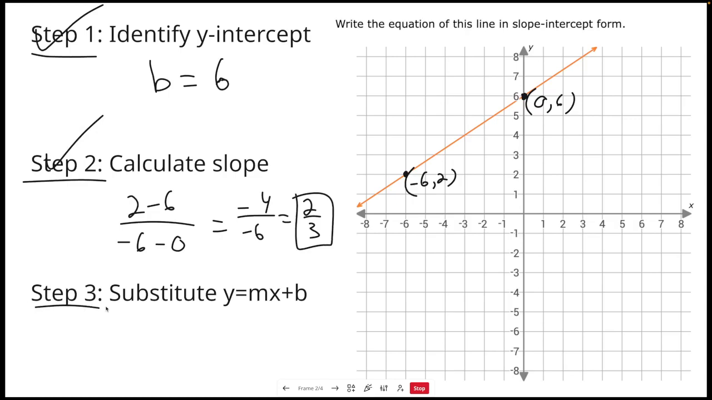And step 3, we're going to substitute into y equals mx plus b. So we just go y equals, we know our slope is 2/3, and we know our y-intercept is 6, and so here is our equation in slope-intercept form.